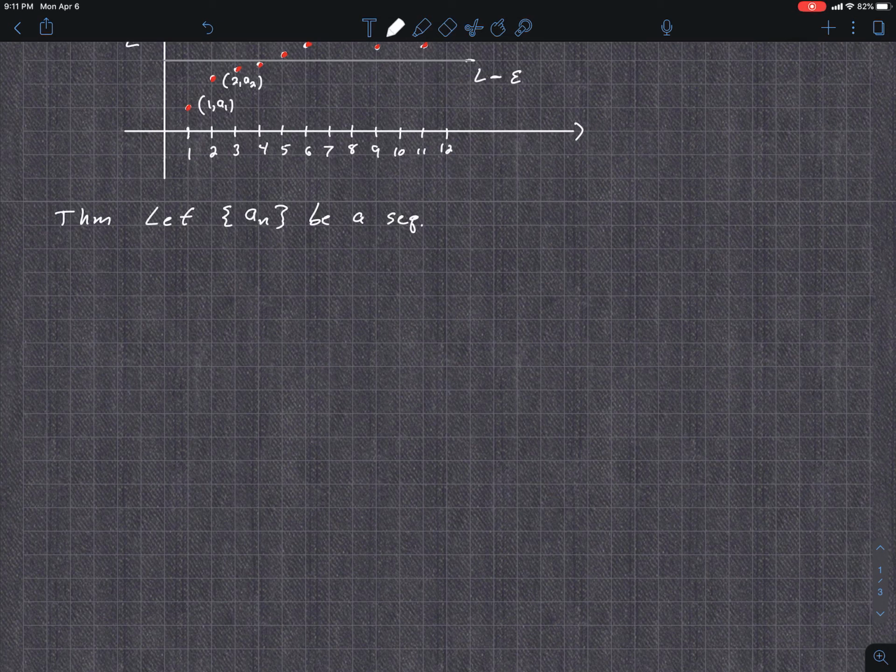Let A sub n be a sequence. Let f of n equal A sub n. That's just notation right now, but we're going to convert that to reals. And then suppose f of x exists for all reals, so for all x in R.